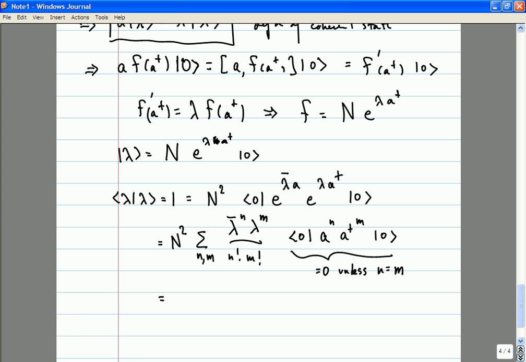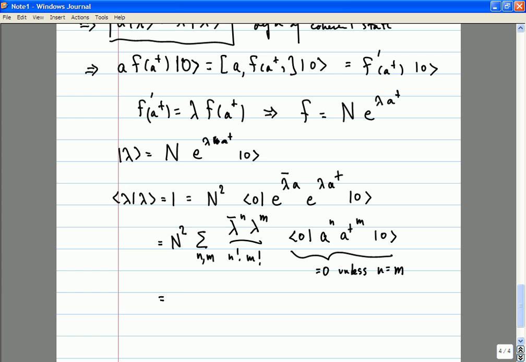If that's not clear, just work it out explicitly, and you'll see that in order to get this equal to 0, you just need to commute the a's through the a daggers in this expression. And unless you have exactly the same number of a's and a daggers, you'll have some a acting on the ground state left over. So you'll either have an a acting on the ground state 0 from the left, or an a dagger acting on the ground state from the right, both of which are equal to 0.